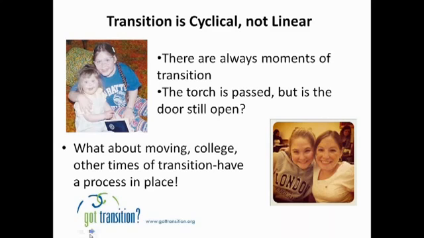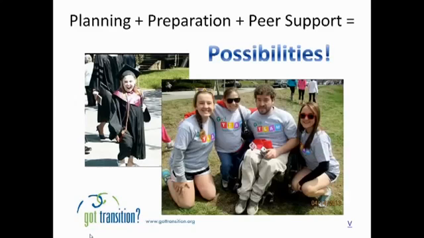Next slide. And again, I just want to say a quick reminder of how, even when the torch is passed, we never know when transition is going to come up again. It's a very cyclical process, thinking about moving away, going to college, starting a job. All of these things are really important. So as we move through the algorithm, there's always going to be a time where we can come back to the beginning or to a certain point. So we just need to remember that in the process.